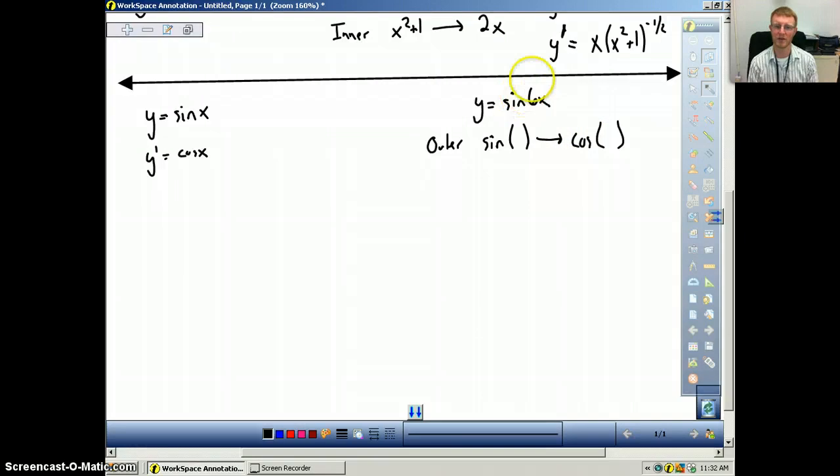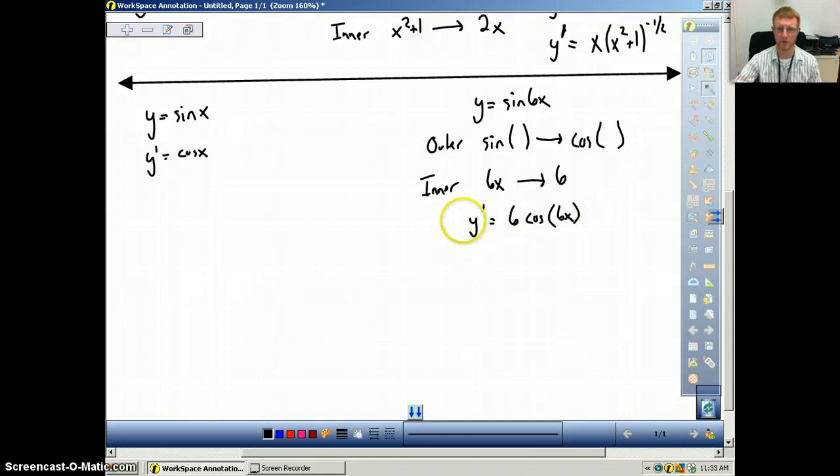I don't care what's on the inside, whatever's on the inside will stay. Now the inner portion of that function is 6x, which becomes 6. And then we multiply everything together. This will be on the outside. So the derivative just becomes y prime equals 6 times the cosine of whatever's in parentheses, in this case 6x. So that's the derivative there.